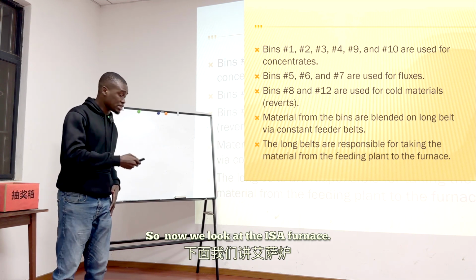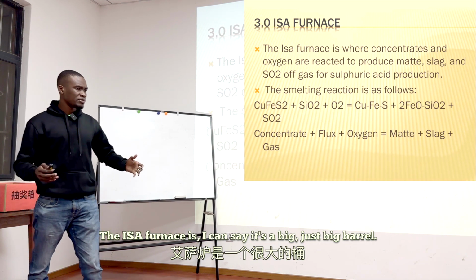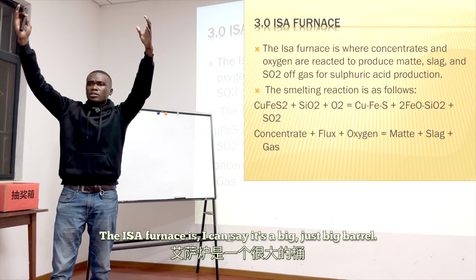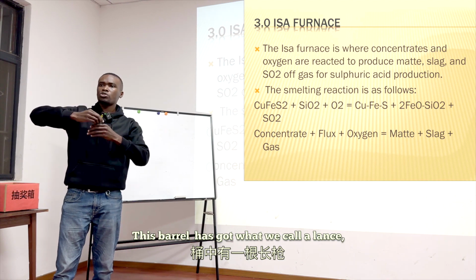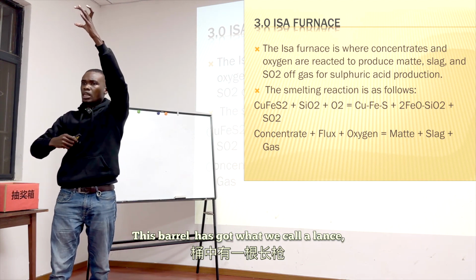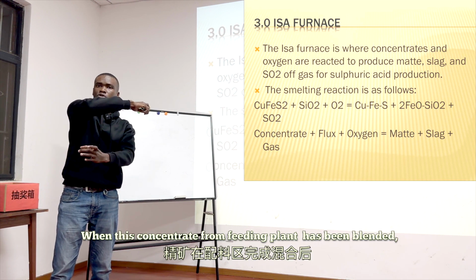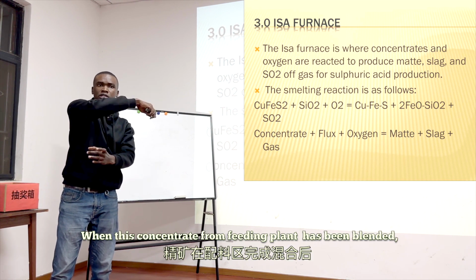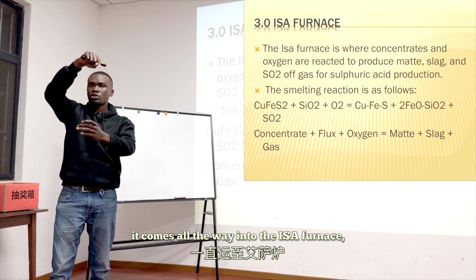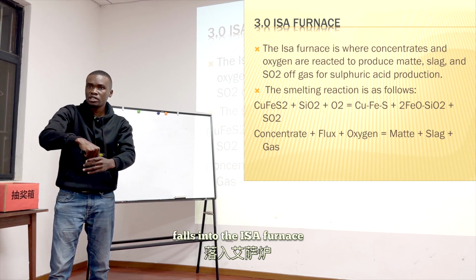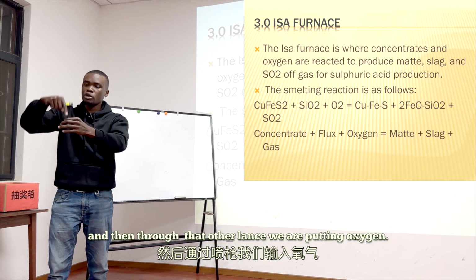So now we'll look at the ISA furnace. The ISA furnace is, I can say, a big barrel. This barrel has got what we call a lance, another pipe that goes in. When this concentrate from the feeding plant has been blended, it comes all the way into the ISA furnace, falls into the ISA furnace, and then through that other lance we are putting oxygen.